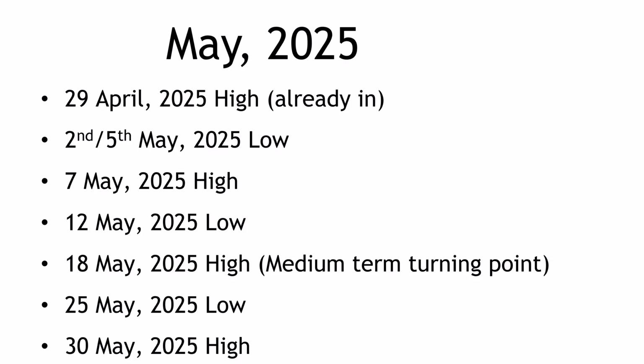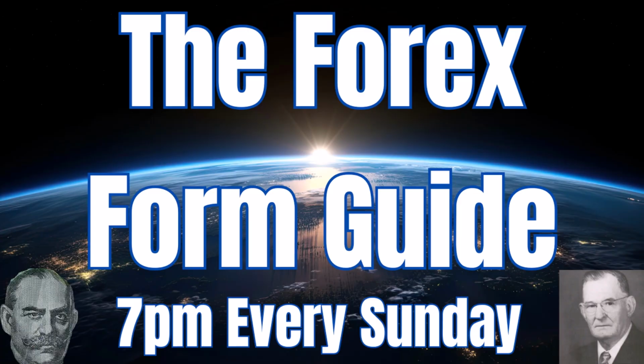If I make a mistake and say the 7th of May comes in as a low, well, then I'll be watching for the 12th of May to be a high and for that to sync up with my bigger picture cycle, which actually falls in between the 12th and the 18th of May, but it will sync up with one of those two dates there. So these are the dates that I'll be looking at in May. I thought I'd put them up at the beginning of the month, and we'll keep an eye on these as we go through this month ahead in each Sunday night's episode of the Forex Form Guide. So we'll track the forecast as we go along.